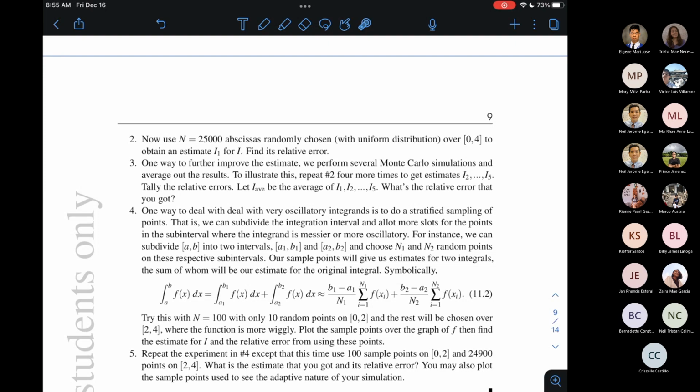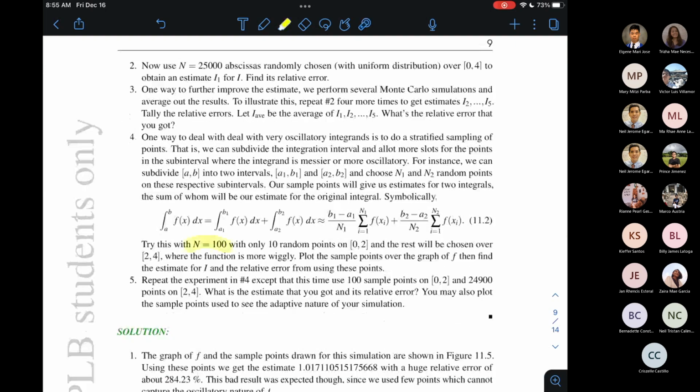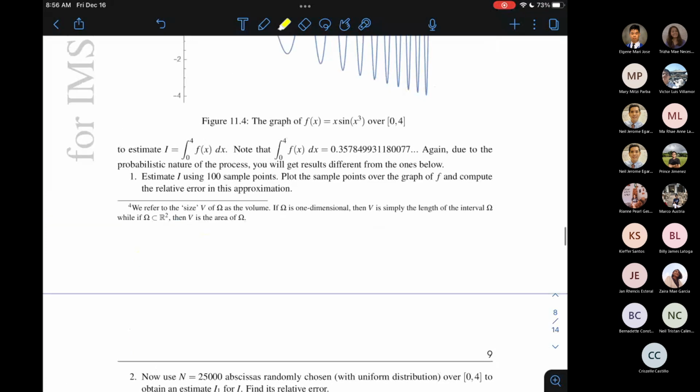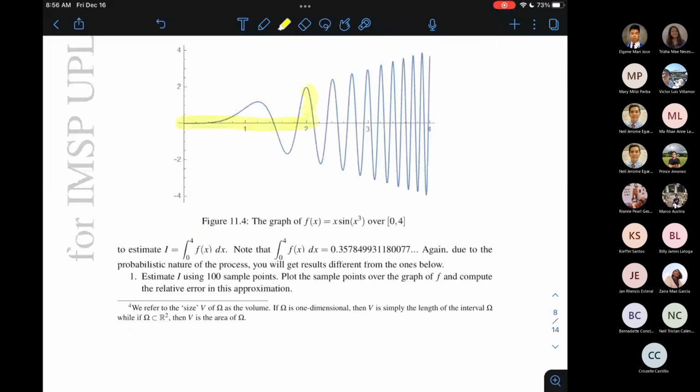And that is hinged upon the linearity property of the integral. Na yung integral, pwede nating i-split into two integrals, and then we perform Monte Carlo simulations on the two intervals with different values of capital N. Okay, halimbawa, dito sa number 4 na to, ang unang suggestion ay 100 points pa rin yung gamitin, pero 10 lang yung gamitin natin sa interval 0 to 2, tas the remaining 90 will be allocated on the interval 2 to 4.